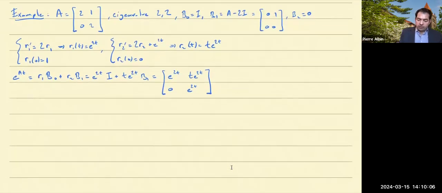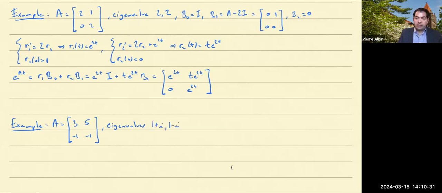Let's do one more example involving complex eigenvalues. So let's take A to be the matrix 3, 5, minus 1, minus 1. So the eigenvalues of this matrix are 1 plus i and 1 minus i. So let's put them in the opposite order, although we could do it in either order.